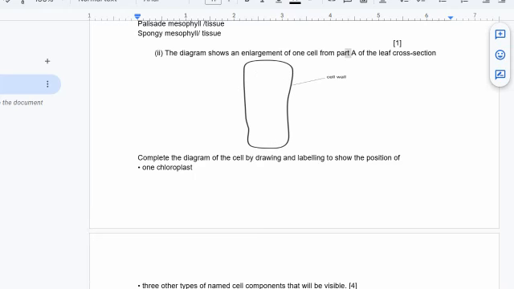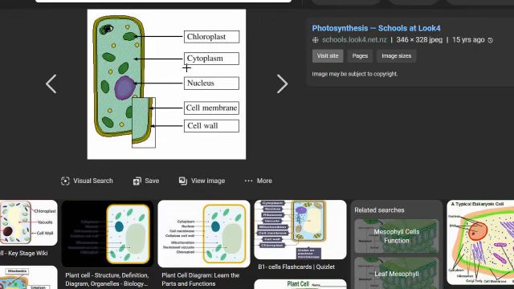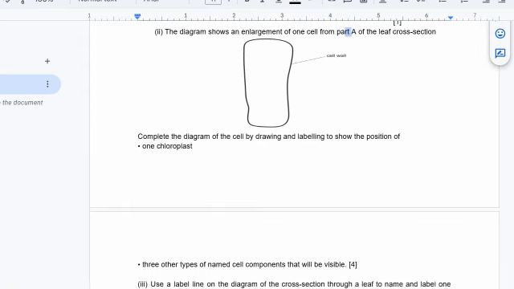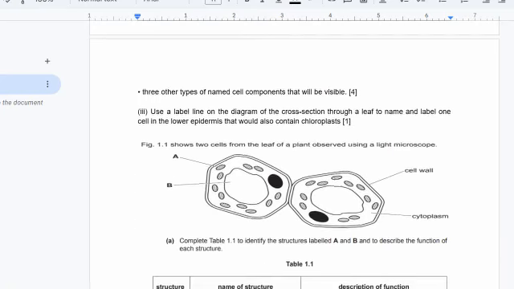You can label the nucleus, as you have seen that there are different things like the cytoplasm, nucleus, cell membrane, cell wall, and the chloroplast. So you can label any of these things and you will get the point. Okay. So let me go to the next question.